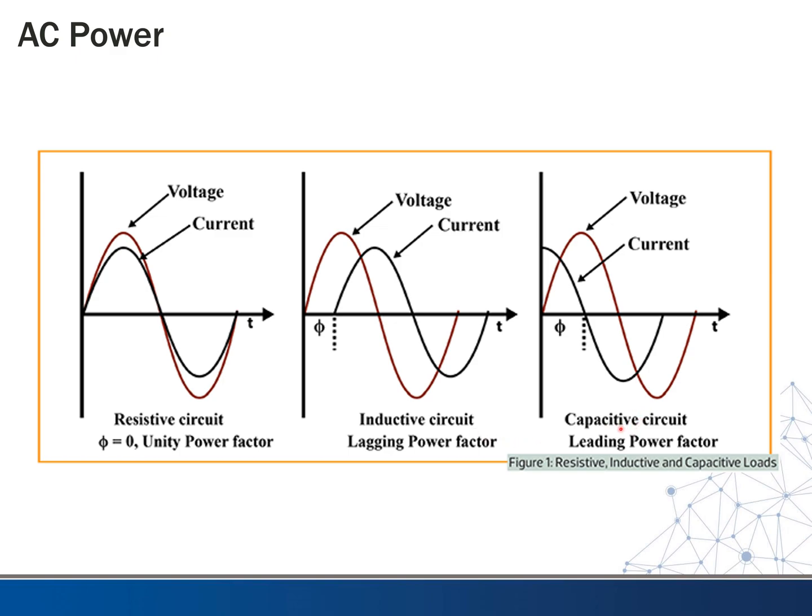Same can be said for capacitive loads. This way it shifts it in the other direction. So this is usually called lagging. This is called leading. And so here you see that the current is lagging behind the voltage. Here you see that it appears that the current is leading the voltage.